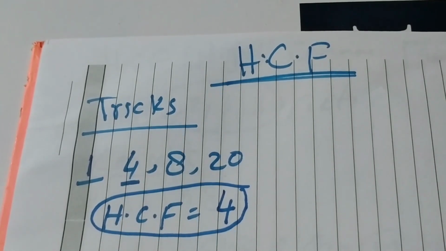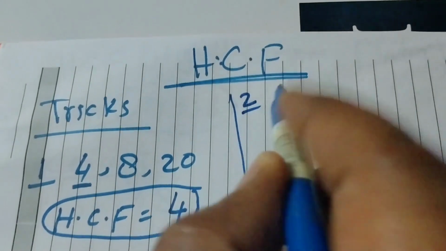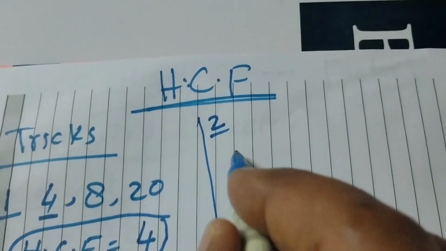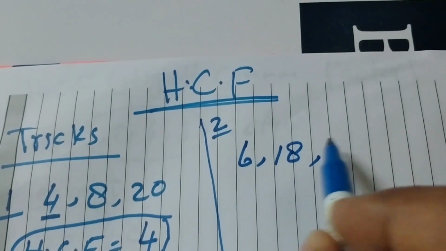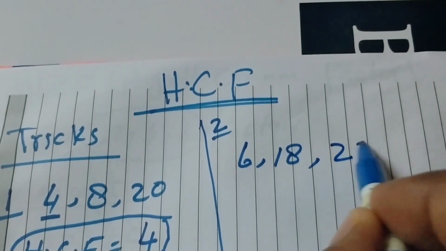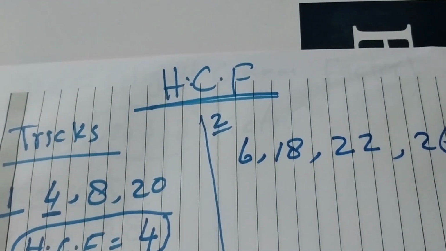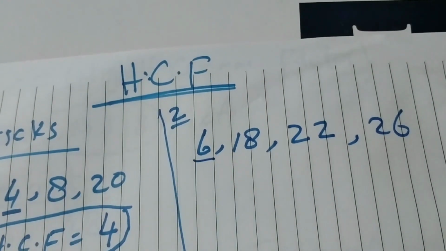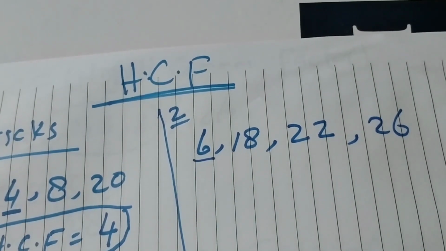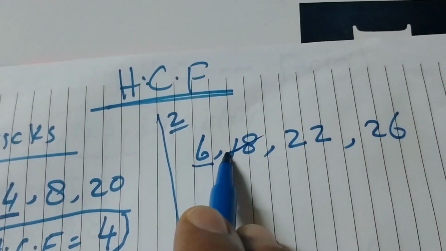So look, another technique, number 2. I'm going to write some numbers like 6, 18, 22 and 26. These are the numbers. So what will we do? We will do the same thing. We will see the smallest number, that is 6. Check, 6 is divisible by all numbers? 18 divided by 6 equals 3. So 18 is divisible. I will cut it.